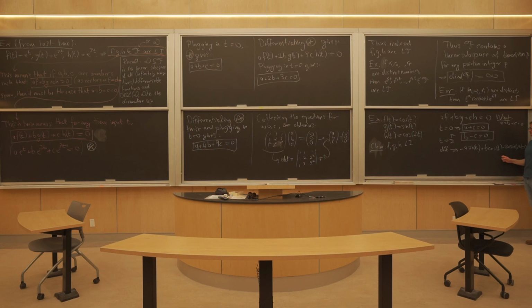This is very nice, because now if I plug in t equals 0, this is going to be 0, this also is going to be 0, and this is going to be 1. So this is 0, this is 0, this is 1. So b has to be 0. If b is 0, then so is c. If c is 0, then so is a.